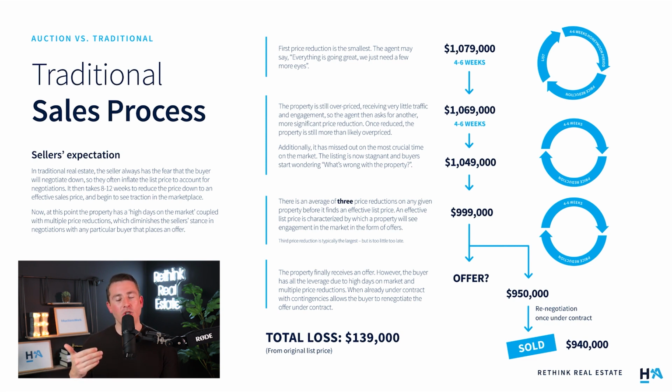So it's usually taking between 4 and 6 weeks, a little bit longer, for a price to be reduced for the first time. But then what happens in that first price reduction, it's typically the smallest price reduction, doesn't do much to help stimulate the property's marketplace. So another 4 to 6 weeks later, we're reducing the property again. This is where we've really harmed the property's reputation in the marketplace in a traditional sale, and it creates real leverage for anybody looking at it.